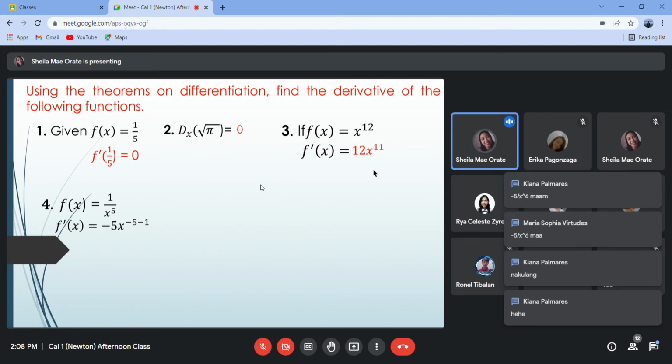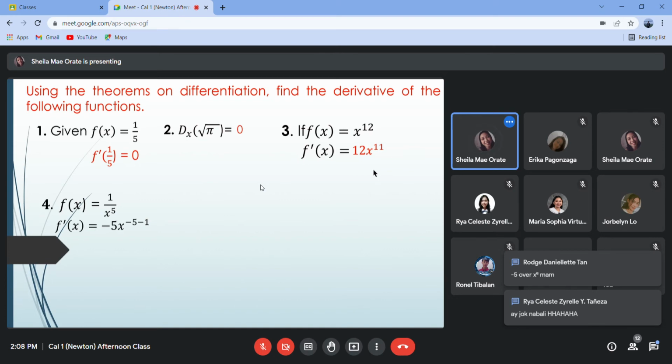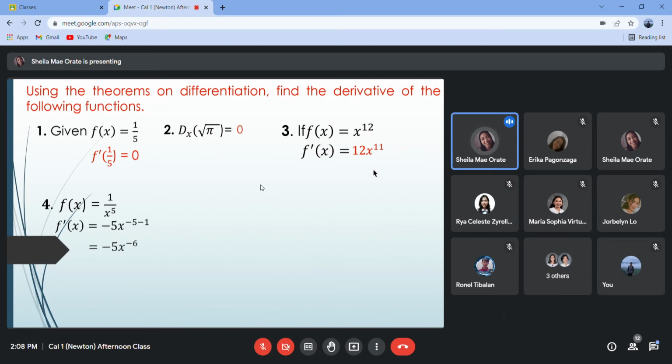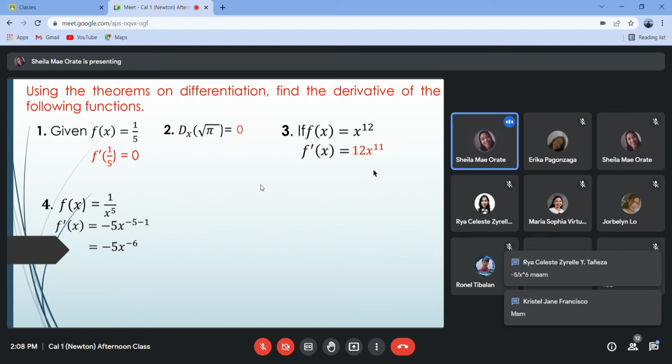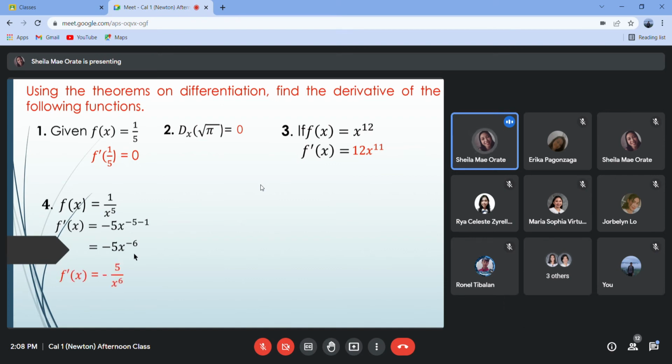Okay. Sige. So, nag-change ang answer si Kiana. Sige lang. So, negative 5x raised to the power of negative 6. And di ba, if negative exponent, kailangan nato siya recall your lesson with the law of exponents. Kailangan nato siya ibutang sa denominator para mahimong positive. So, we have negative 5 over x raised to the power of 6. So, correct na ninyo ha?